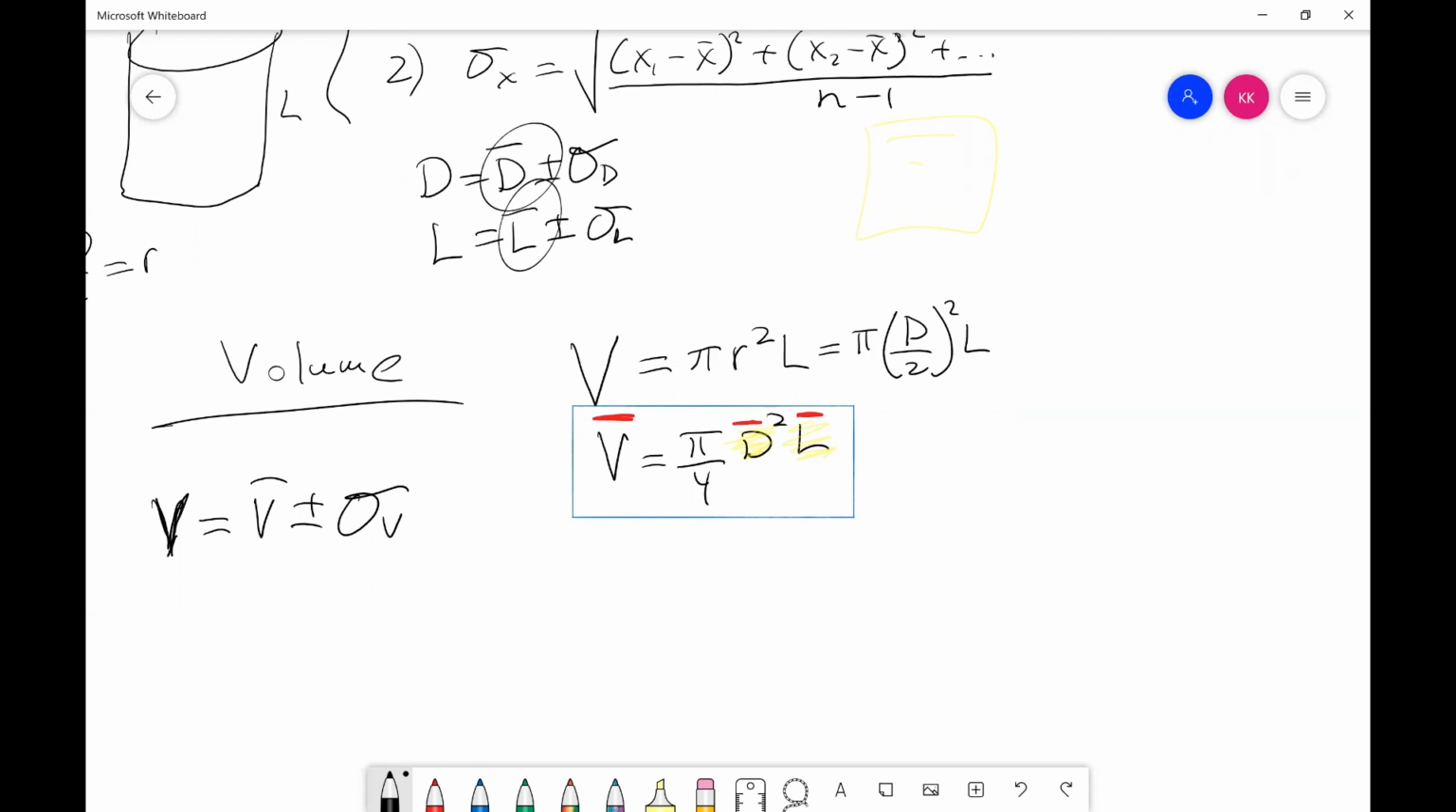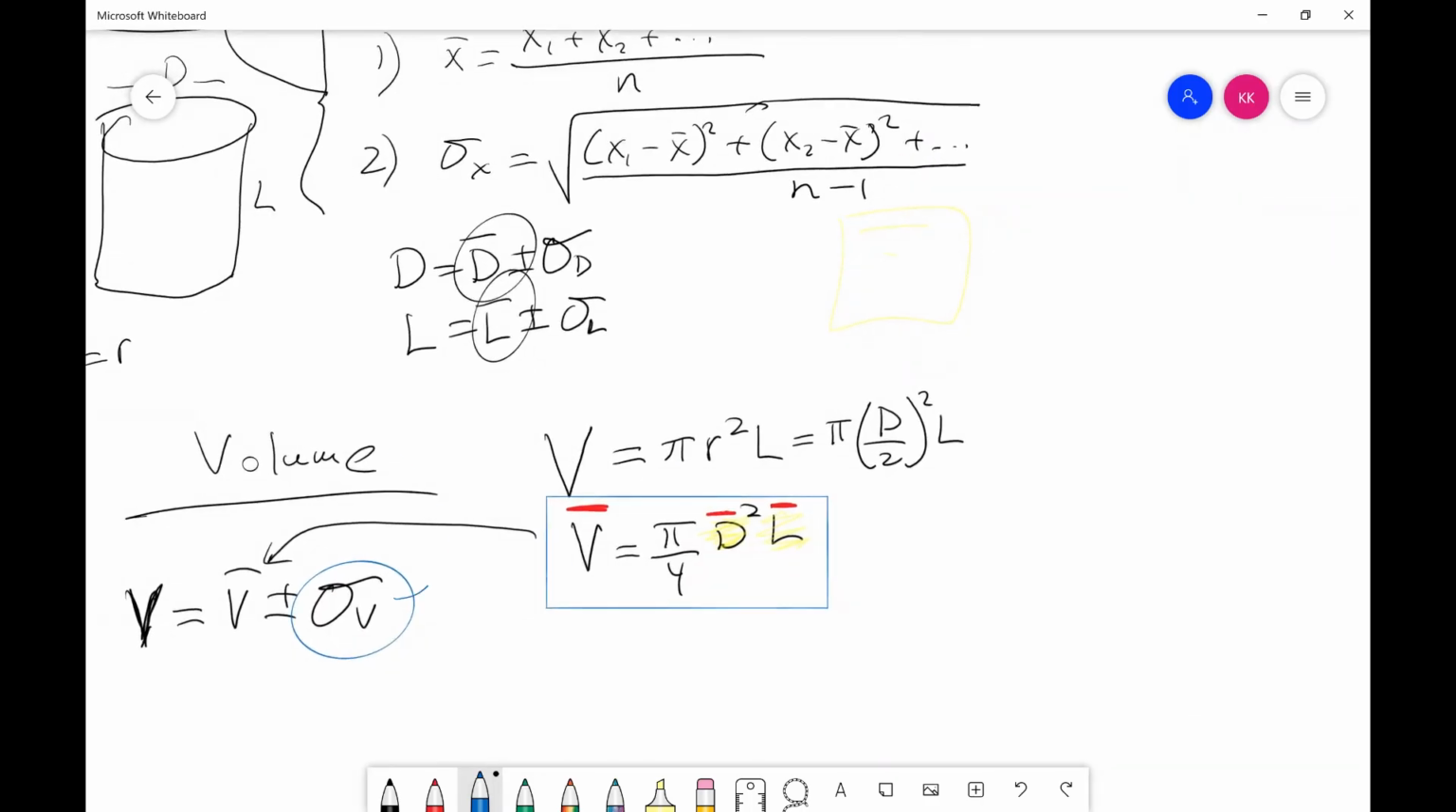And this is how you find the average. At least, in terms of average, it is pretty straightforward. You can do that using this equation. But the question here is this. How about this guy? Do you guys think I can use this equation too to find the uncertainty in volume? Yes.